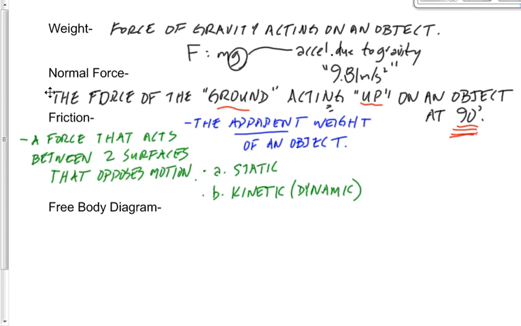Finally, this last term, the last one we're going to do today, in fact: free body diagram. It's not a force. It's not a type of force. A free body diagram is just that. It's a diagram. It's a diagram that shows all the forces acting on an object.